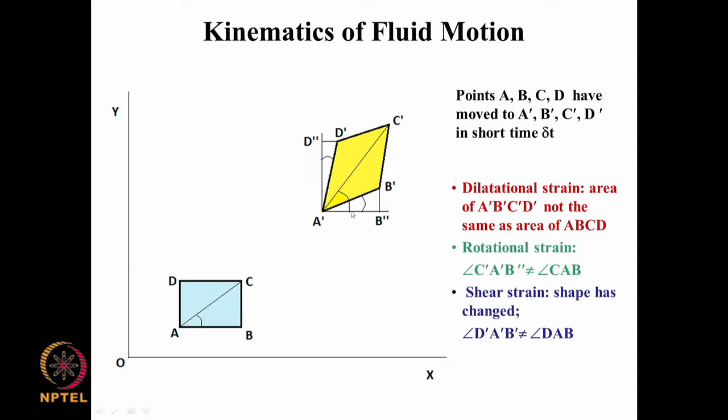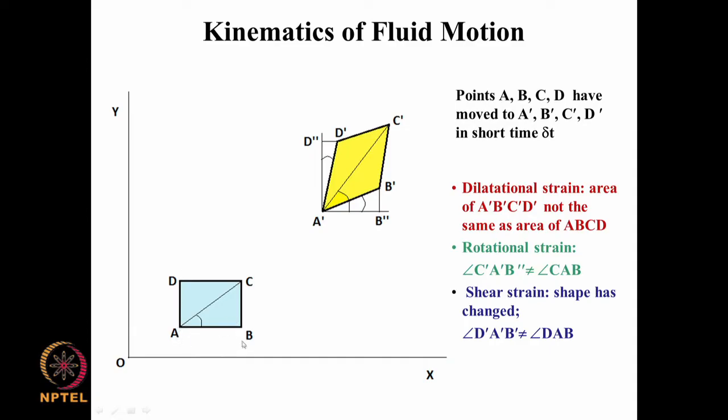This is this much here and this looks like it is slightly more. So, when the two are not the same, then you say that this fluid element has suffered rotational strain. Similarly, the shear strain is change of shape, and one measure of the shape is the angle between the two vertical sides and the horizontal side.